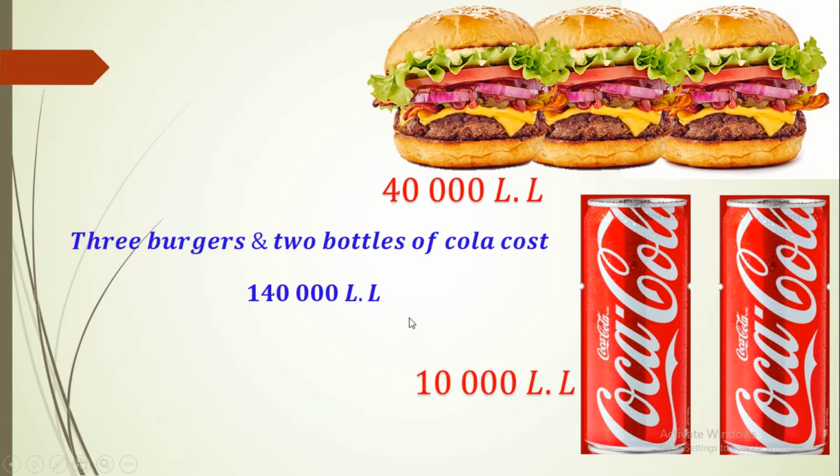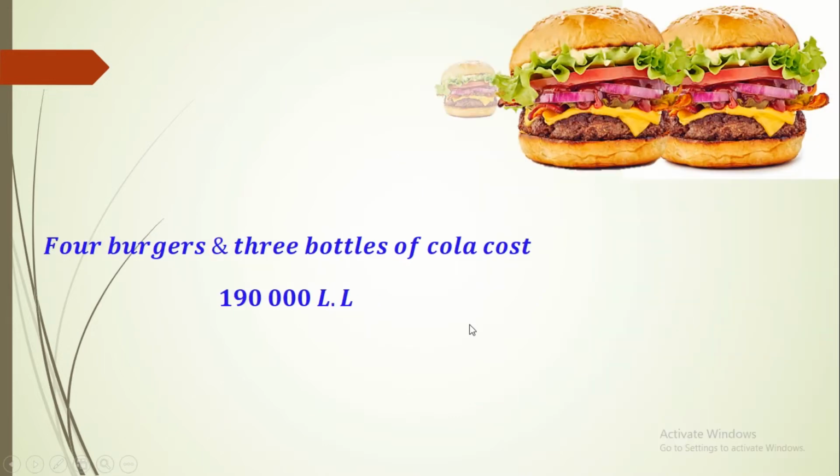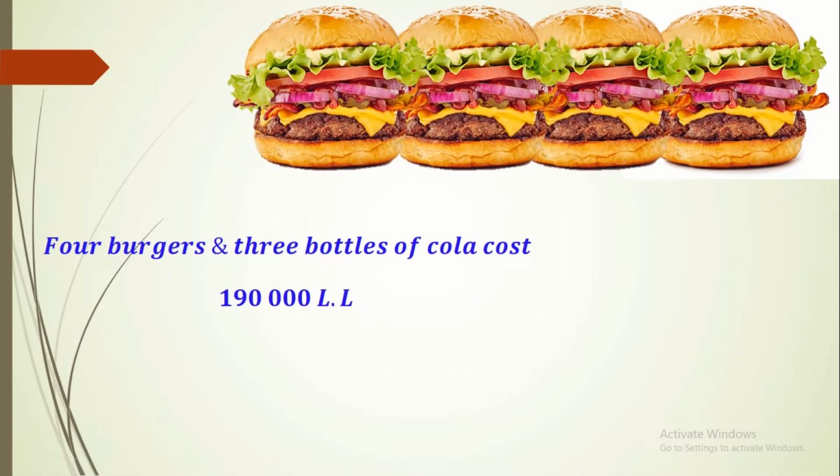What choice should we get? Actually, when we have two unknowns, the prices of the burger and of each bottle of cola, we need two pieces of information in order to detect the exact choice. Well, let's have another example.